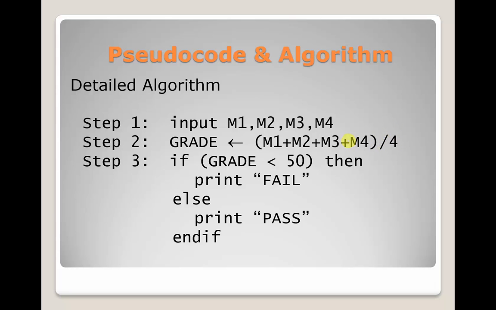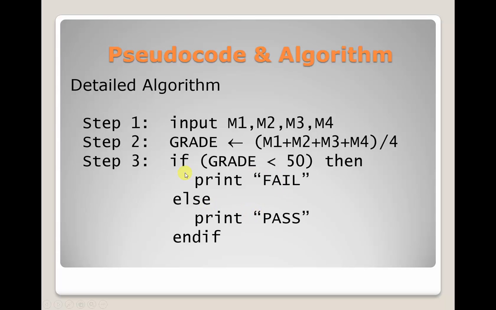And we're going to assign the results of this calculation into a variable, and we're going to call that variable grade. Step 3 says that if the value currently held in the variable of grade is less than 50, then we're going to print fail. Otherwise, we're going to print pass. And that's the end. Now, this scenario that happens here is common logic.